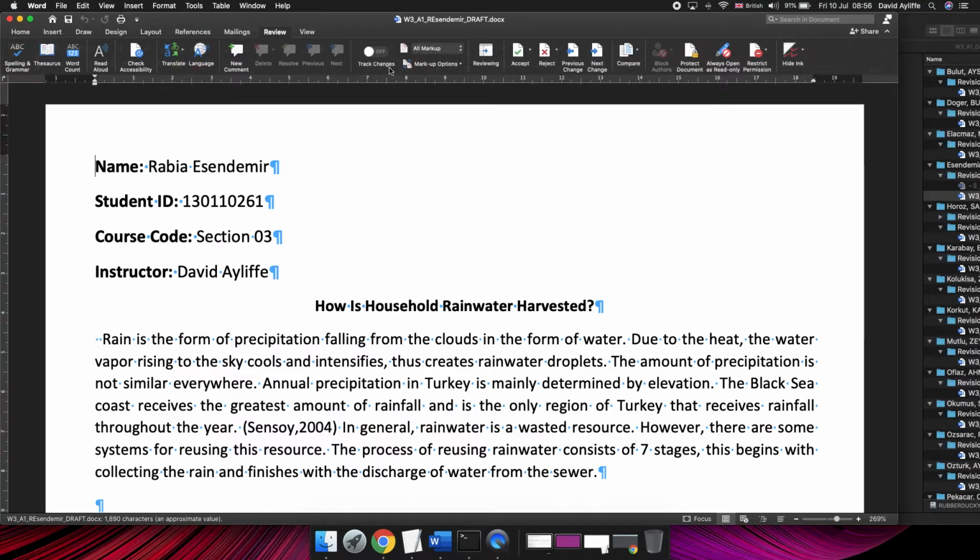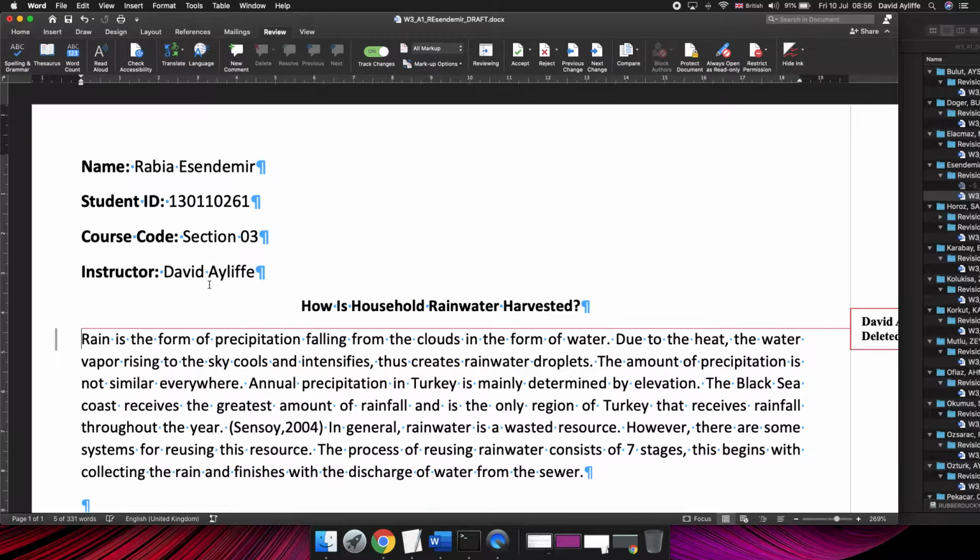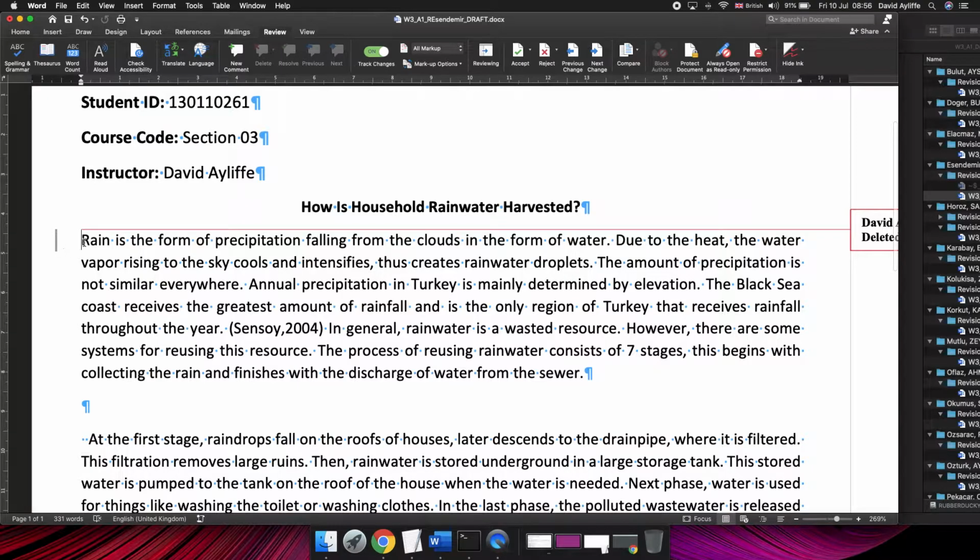Okay, Rabia. How is household rainwater harvested? Very good title. Very nice. Okay, we don't need those spaces. Rain is a form of precipitation. The amount is not similar everywhere. There are some systems for reusing the process. Very nice.